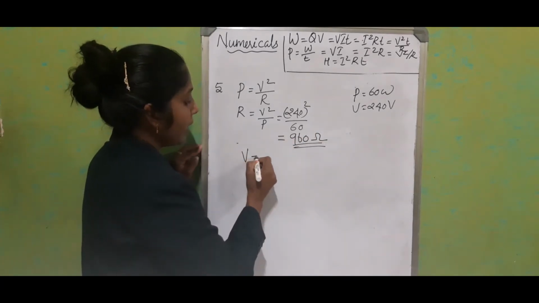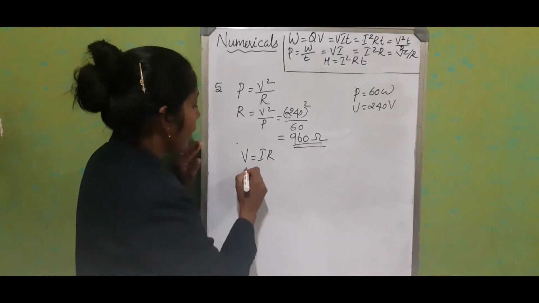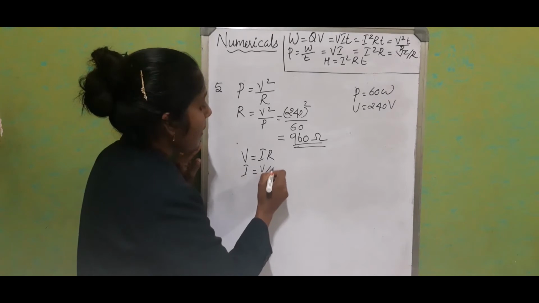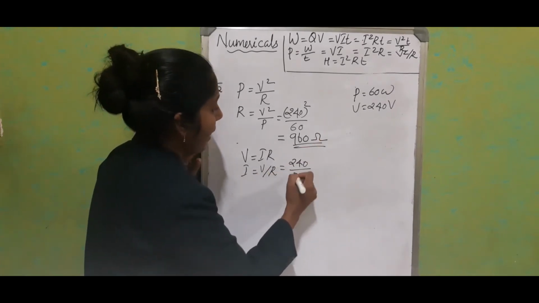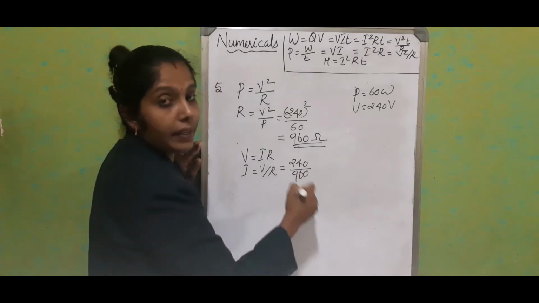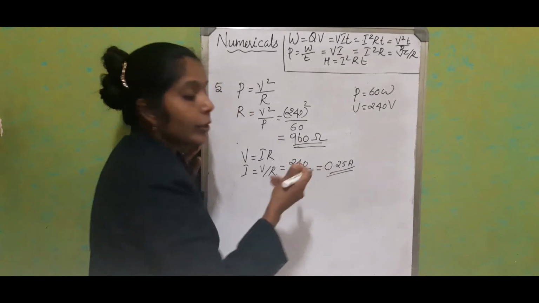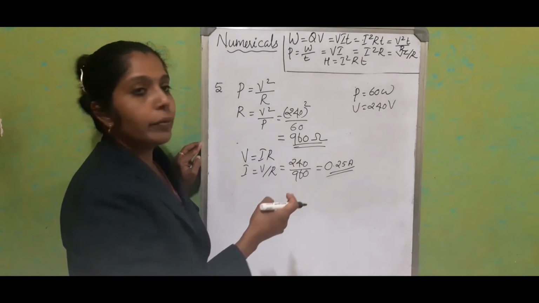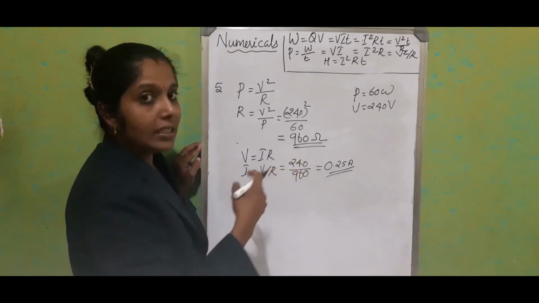With the equation V is equal to I into R, or Ohm's law equation, I is equal to V by R. V is 240 divided by 960. When we solve it, we'll get 0.25 ampere. So if one bulb is there, 0.25 is the current passing through the circuit. Now we'll see the series.